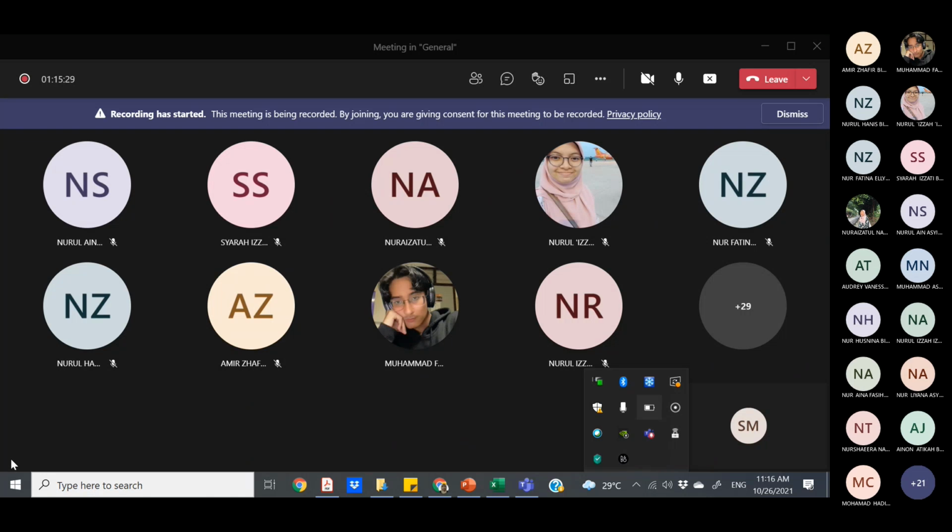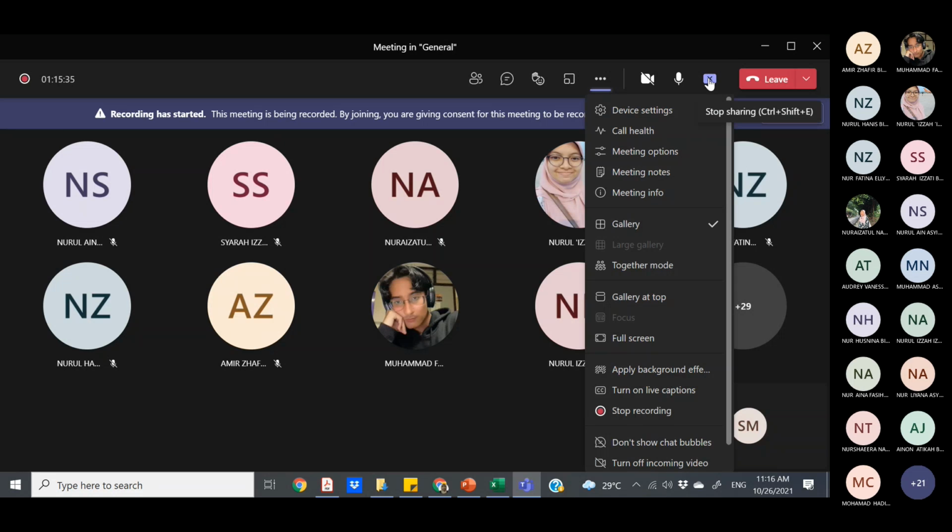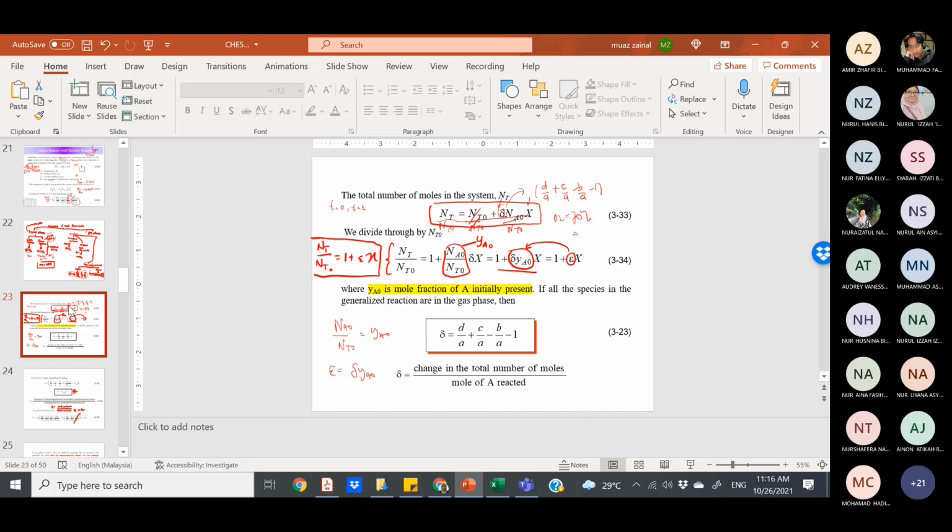Okay, alright, kita sambung. Okay, sebab saya rasa memang internet problem and then saya share screen. That's why lah kot. Okay, so boleh saya continue kat nombor 23 atau nombor 21? 23 okay? Slide 23. Okay, sir. Dekat equation 3-33. Alright, saya sambung balik.